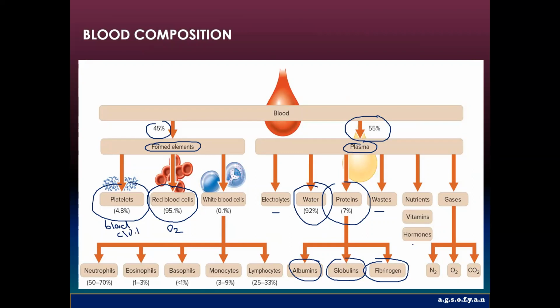Okay. And the white blood cells, this is protection against infections. There are 5 main types of white blood cell. The most abundant one is neutrophils. This is for fighting bacteria. So this is bacteria.